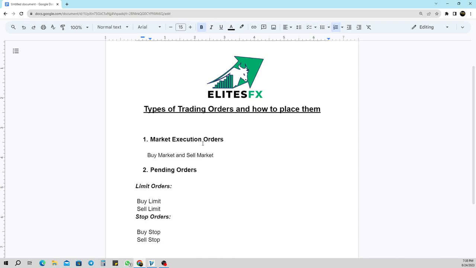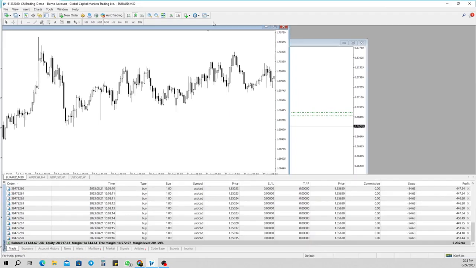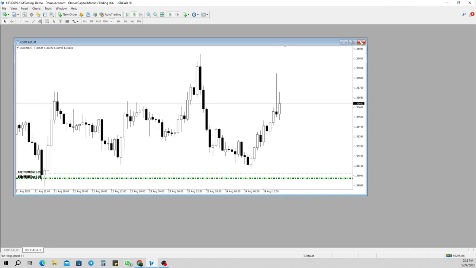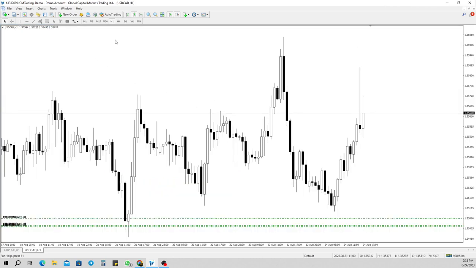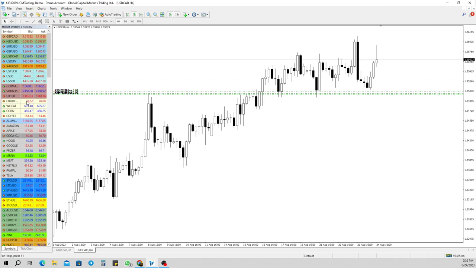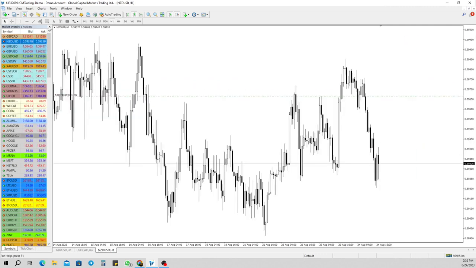So how to place them? Let's go on an MT4. So let me just pull that up. This is MT4. Let me just delete these charts here. So for example, let me show you this USD CAD. This is the signal that we sent out a couple of days ago. This is running in profit. This was a buy market.